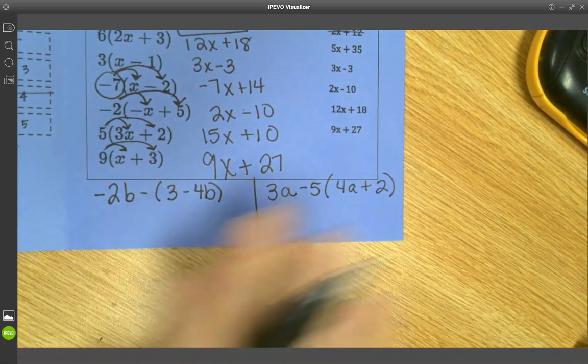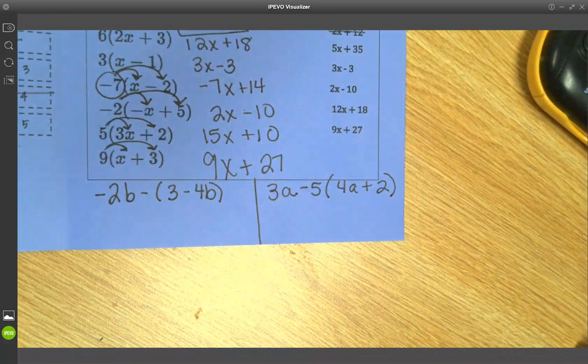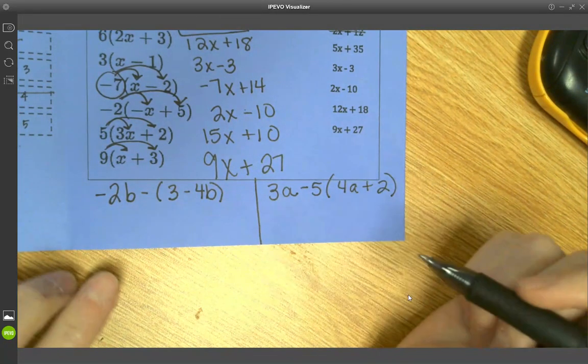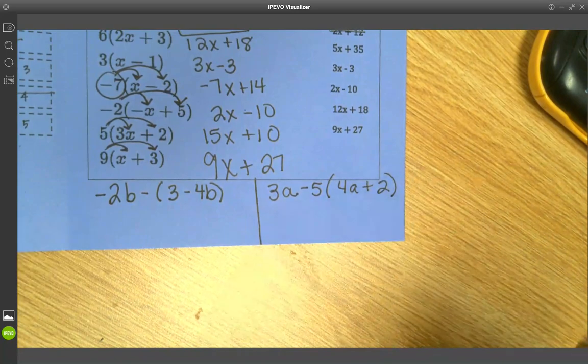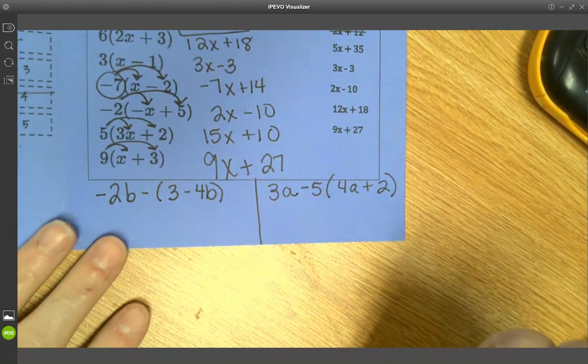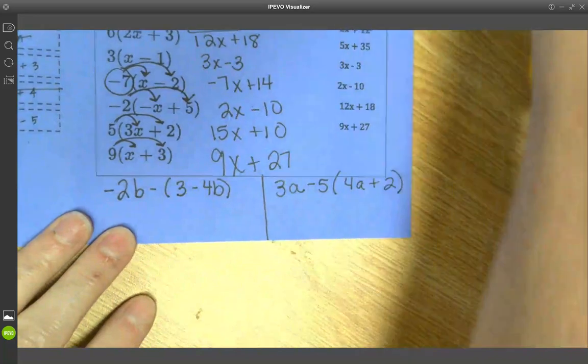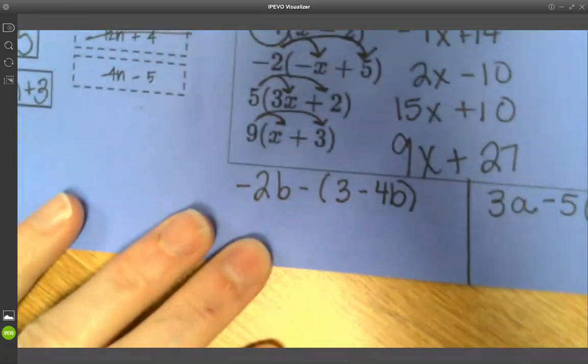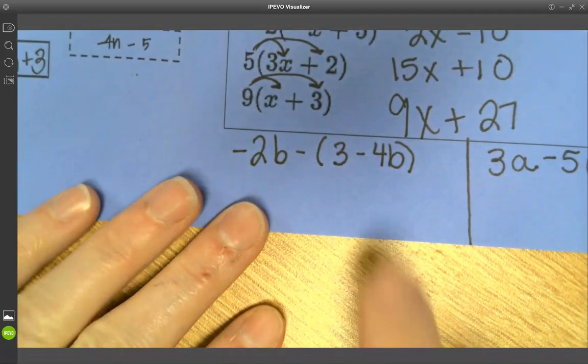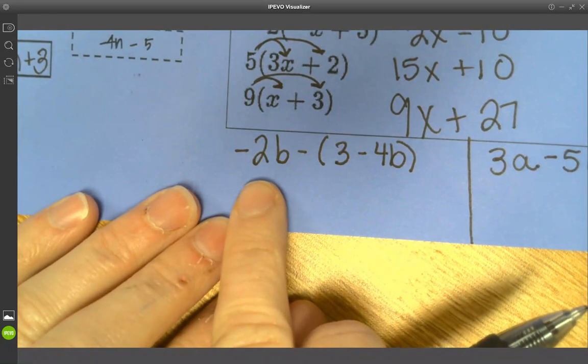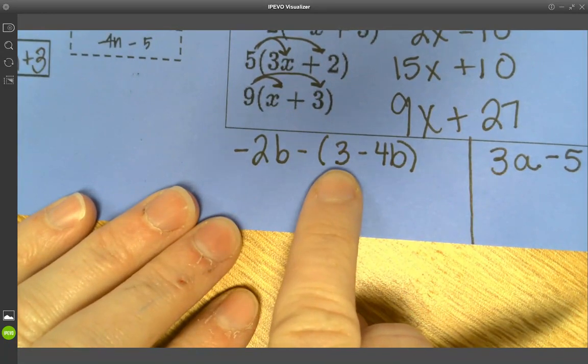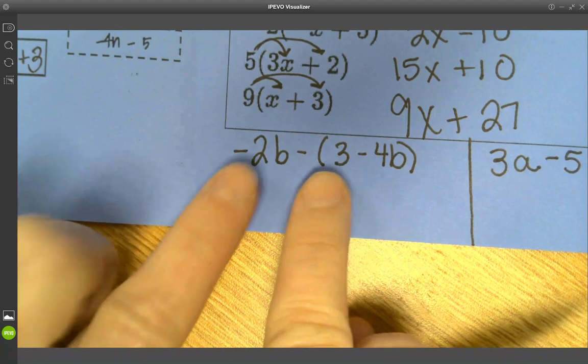So yesterday we talked about simplifying expressions by combining like terms. And now we're going to simplify by distributing and combining like terms. So this first one, it's negative 2b minus parentheses 3 minus 4b.